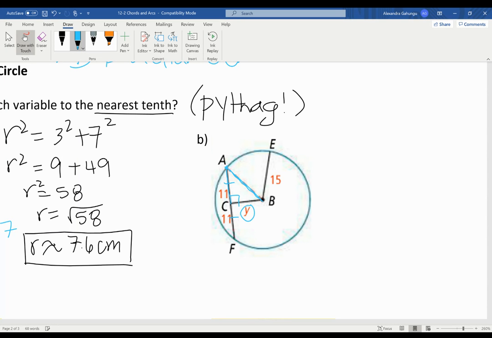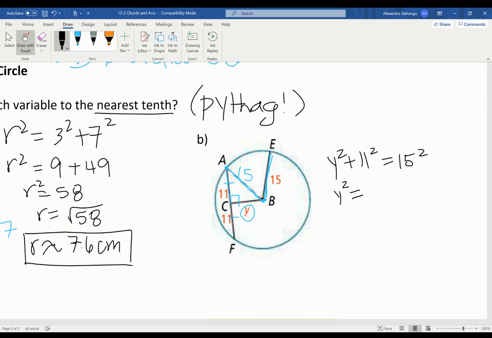And since AB goes from the center out, it's a radius. And we know the length of the radius. We have another radius here. So if this is 15, the other radius will also be 15. So we're in a right triangle and we've got 2 out of the 3 sides. So it goes y squared plus 11 squared equals 15 squared, because 15 is our hypotenuse.